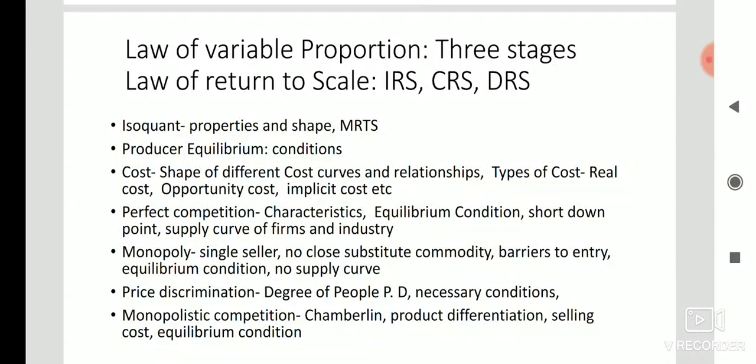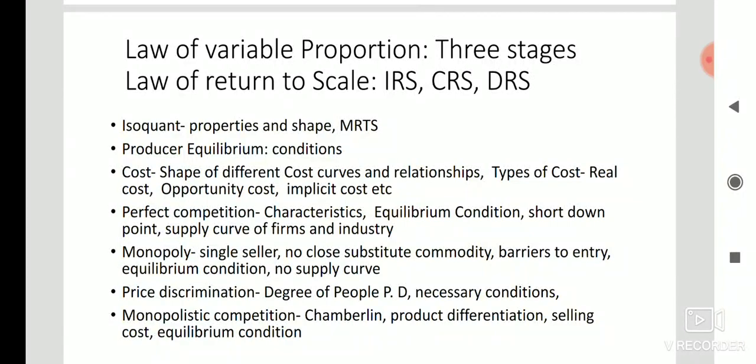Now, the shutdown point: the point at which the firm covers its AVC, average variable cost, is called the closing down point or shutdown point.